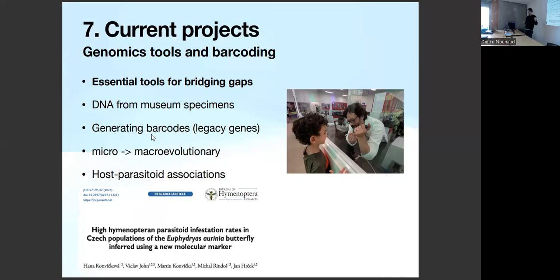Now, this is something that I read like two weeks ago, a paper showing that they could use genomic tools to differentiate the host and the parasitoid gene. So you don't need to rear the specimens anymore to know the exact associations between host and parasitoid. So all of these things are interesting for the study of parasitoids, right?